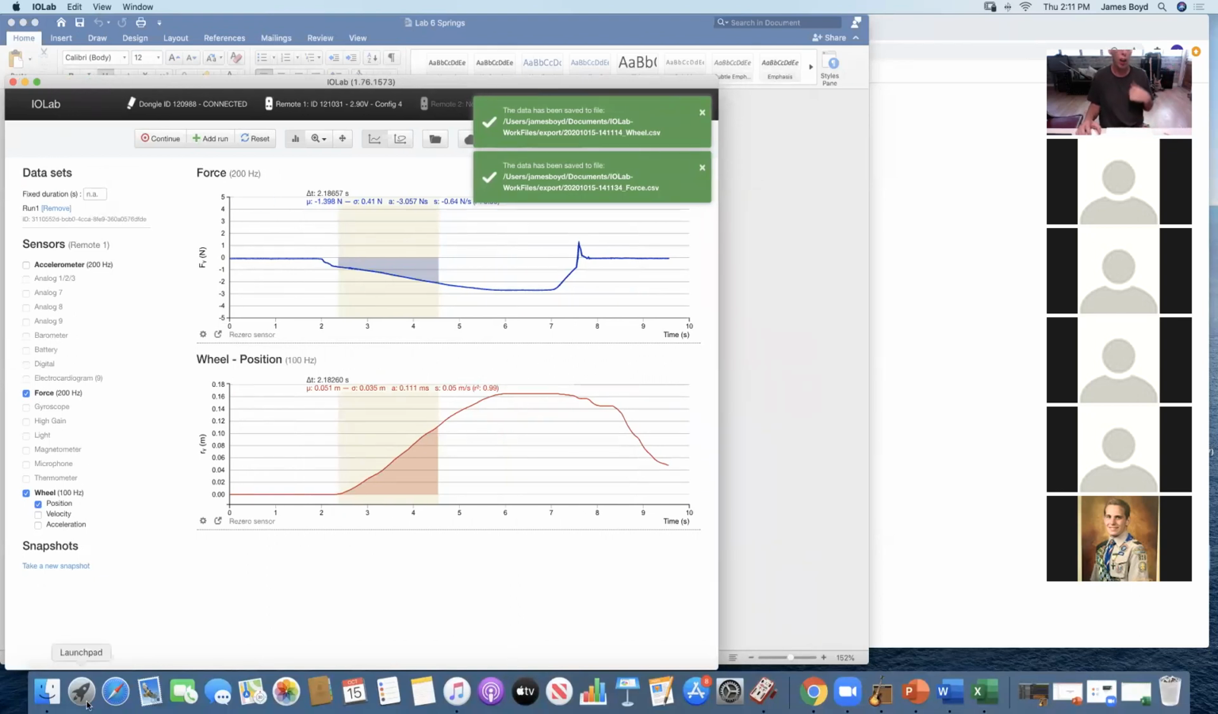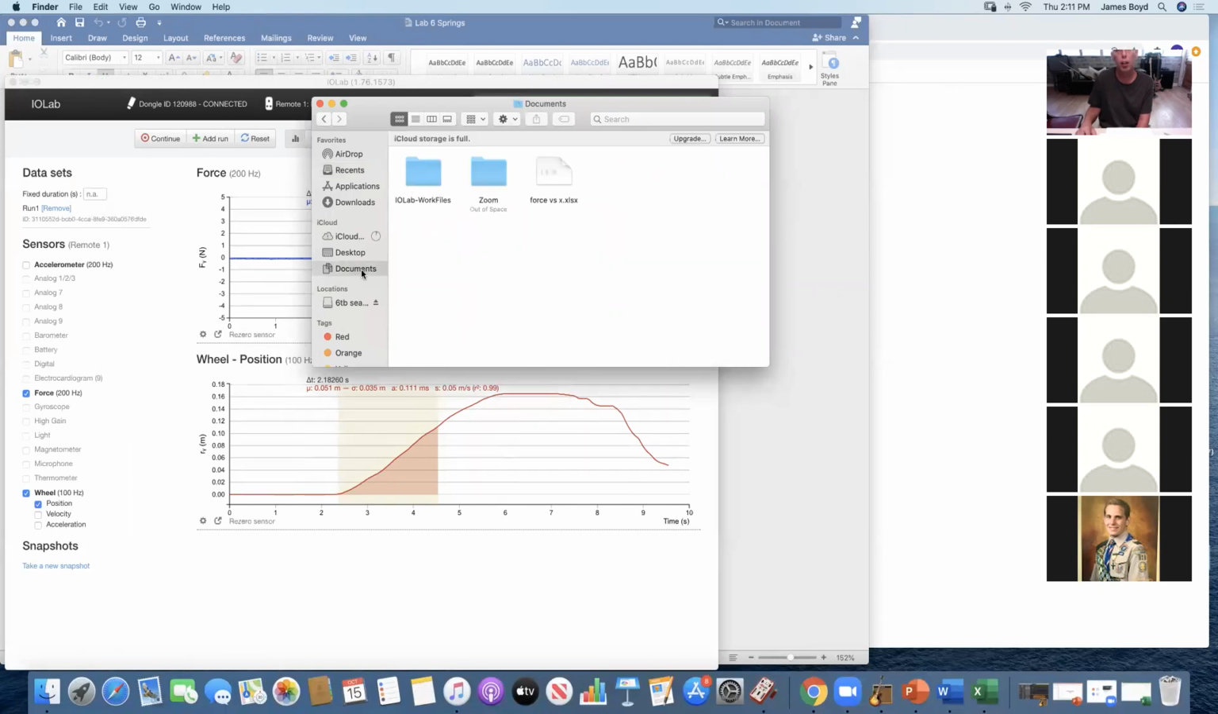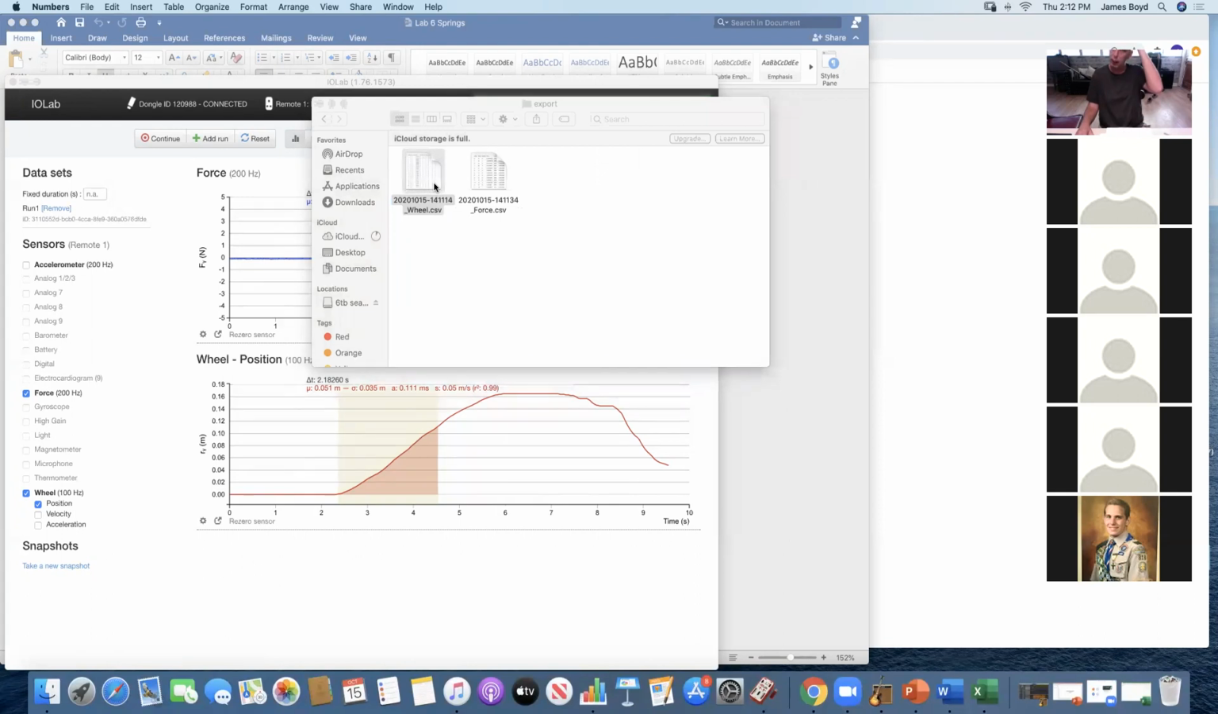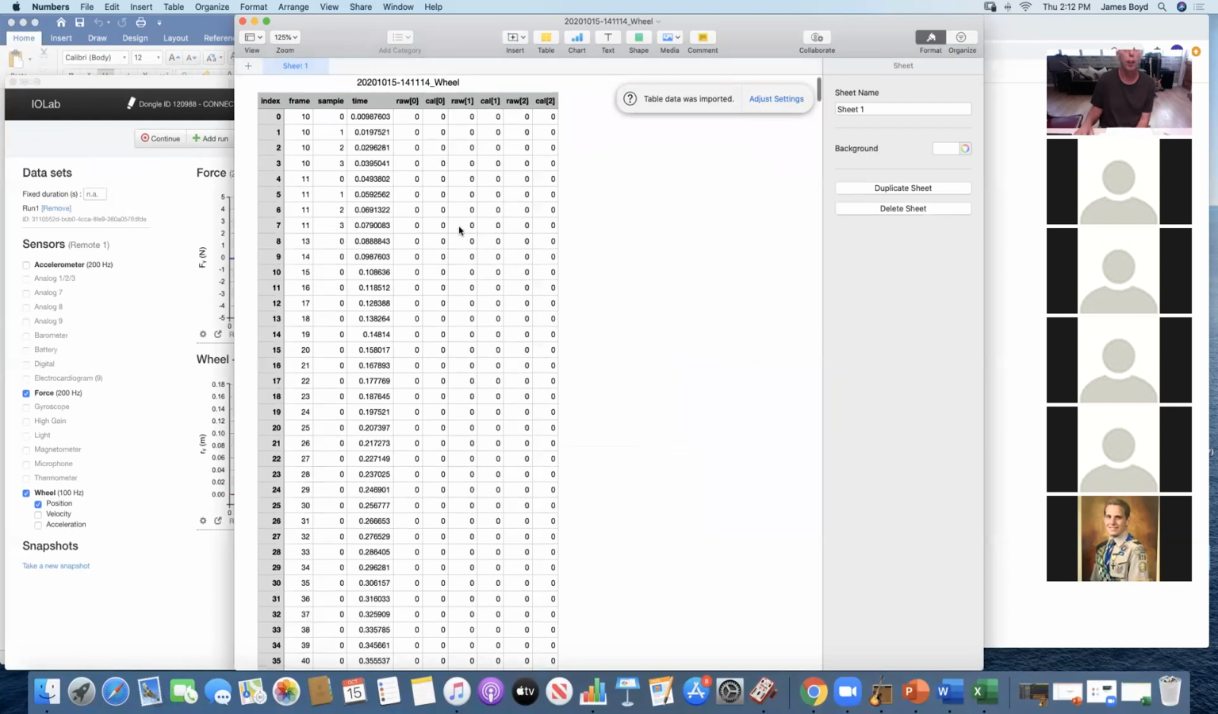Now, on a Mac, I don't know where your files are stored if you're on a PC. On my Mac, they're stored in my documents. If I go to my IOLab work file and I go to my export, I can see that I have both of these. Now, if I open the position sensor file, that's the wheel sensor, I see all this weird stuff and it all says zeros, and I recognize time, but I don't recognize much else.